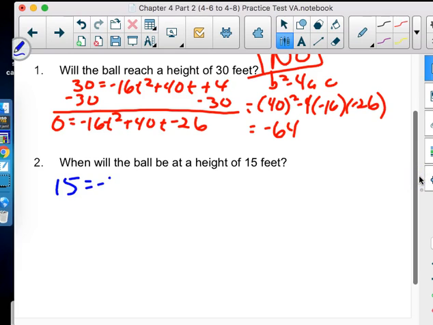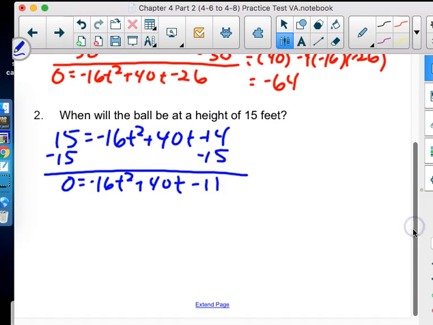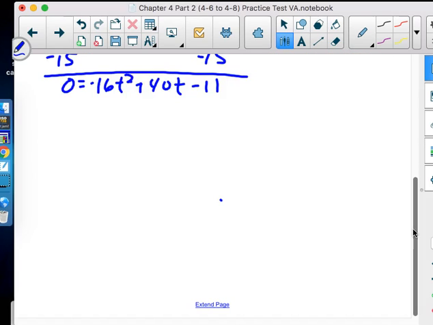So now we need 15 equals negative 16t squared plus 40t plus 4. But we're going to have to do the entire quadratic formula this time, because they said there are answers. We got to find them. So we'll subtract the 15 from both sides. 0 equals negative 16t squared plus 40t minus 11. And then we'll write down A, B, and C, and we will find these solutions.